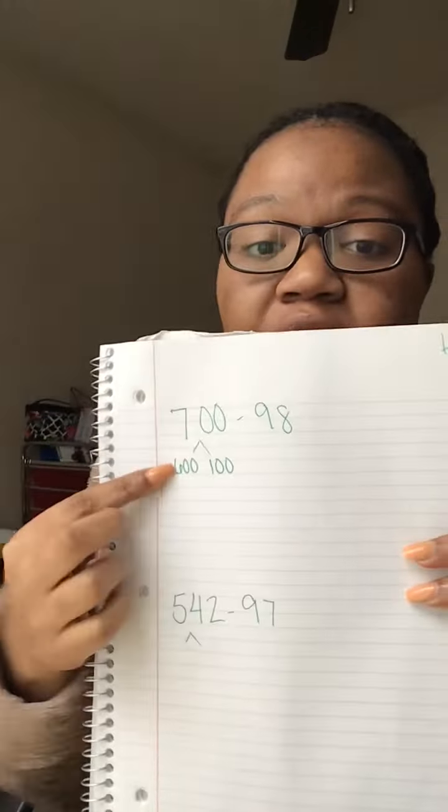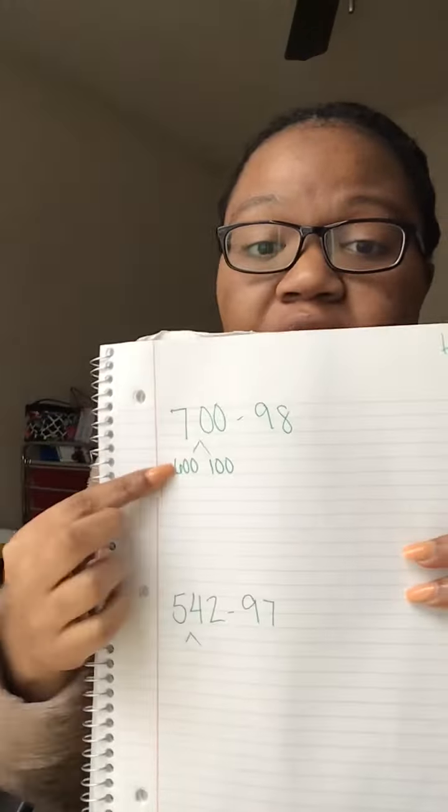So 542 minus 97. So remember, we want that 100 by itself. So we already know 100 will go down here. But what is 542 minus 100? Now, it's okay if you cannot think of this mentally, but I'm going to go ahead and write it down to the side because it's easier. I'm a visual person, so I have to see 542 minus 100. So it's easier to see, so let's take it step by step.